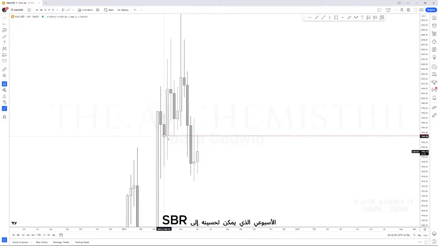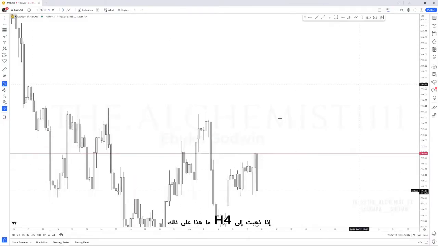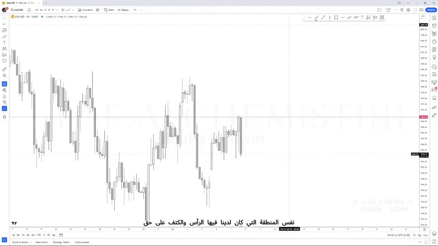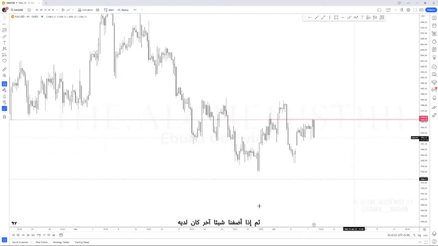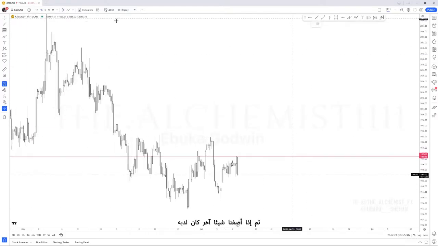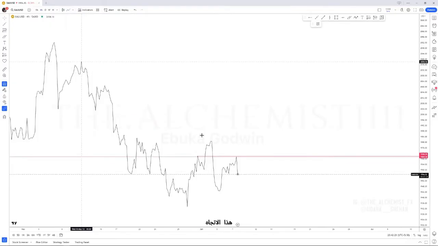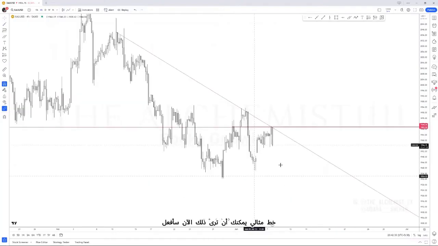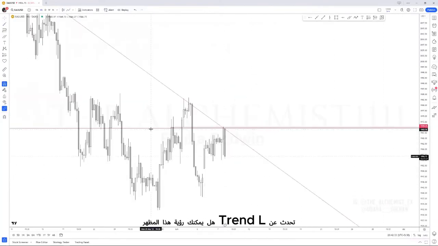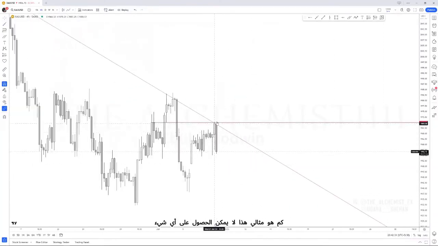Now look at this. This is a weekly SBR, which could be refined into, if you go to H4, what is this? On that same zone we had head and shoulders, the left shoulder. Very perfect. Look at that. And then if we add something else, we had this trend line. Perfect. Can you see that? So now I'll talk about trend lines. Look how perfect this is. Can't get any better, right? Trend lines, key levels, boom, the drop.